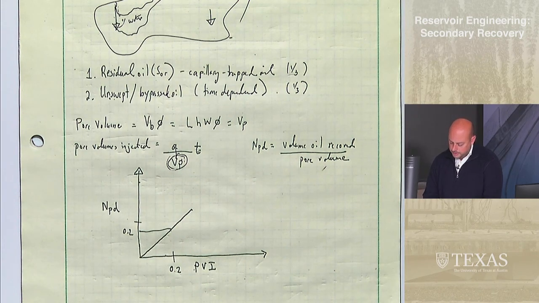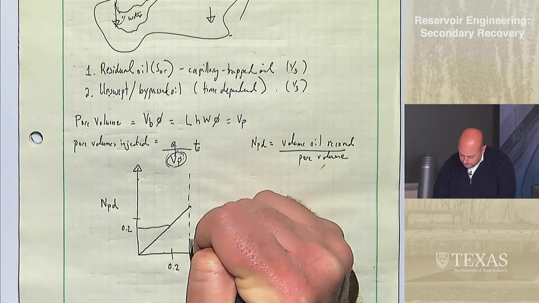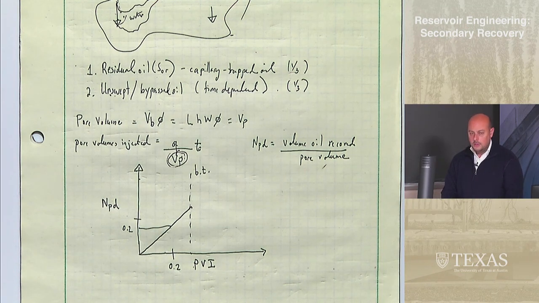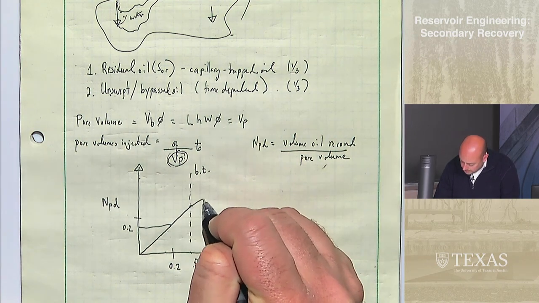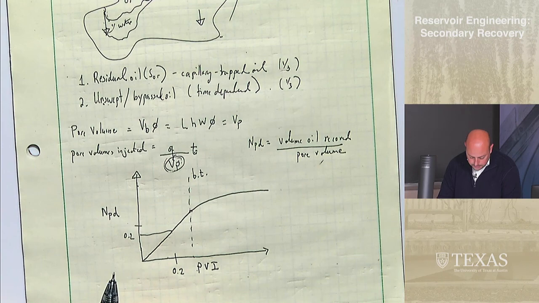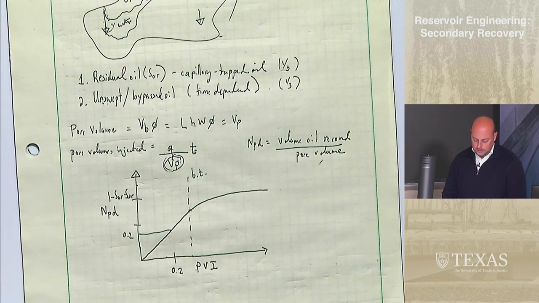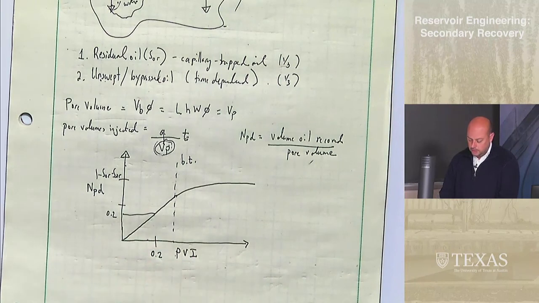Okay. But then something happens. At some point, you've got the breakthrough time. I'll call this BT, breakthrough time. And when the breakthrough time happens, all of a sudden, you start producing both water and oil. So some of that water you're injecting is bypassing the oil and reaching the producer, and then it starts producing. So even though you might inject one barrel of water and produce one barrel of something, that something is both oil and water. So if we're talking about oil recovery, what happens is this flattens out and reaches an asymptote. And this asymptote is 1 minus the residual oil saturation minus the residual water saturation.